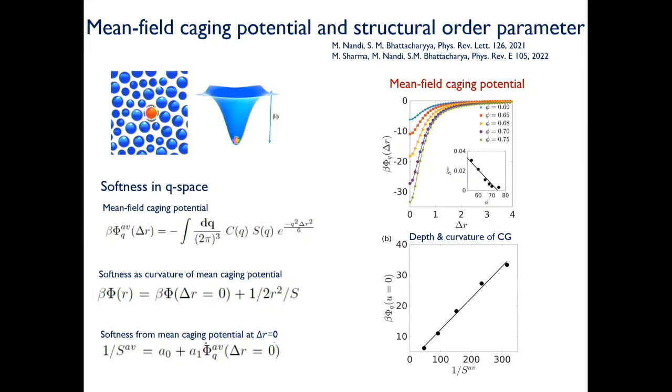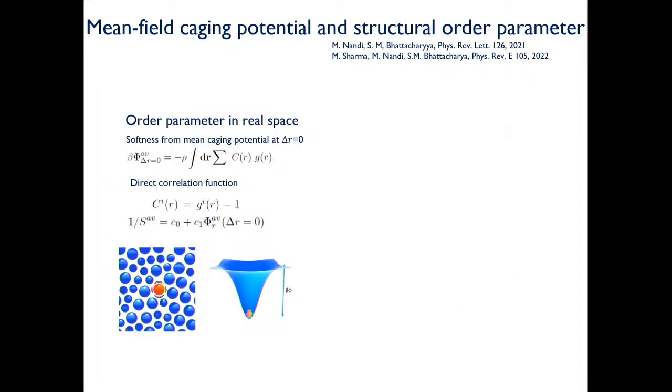Now this is based on Q space, which means you are taking into account the entire system. We want to extend these ideas to a local particle level. Defining S(q) on a local level is going to be hard, so we go to real space, and we can show that the depth of the potential is essentially given by C(r) and g(r). g(r) is the pair correlation function in the system, and C(r) is related to the pair correlation function in this fashion.